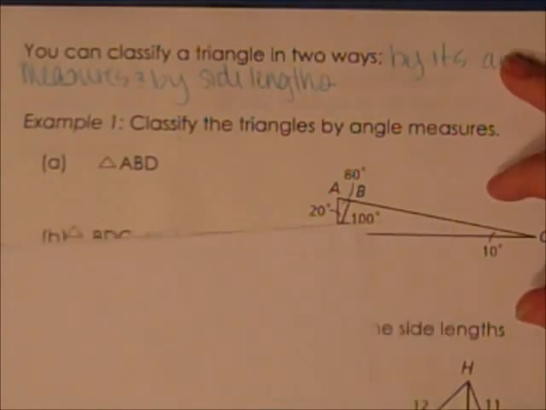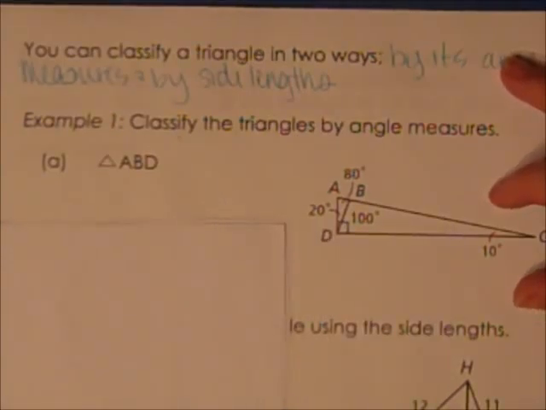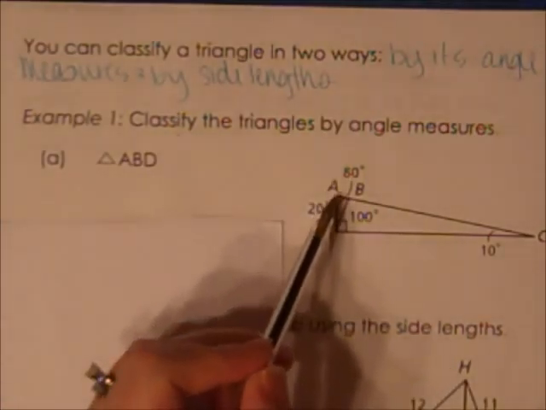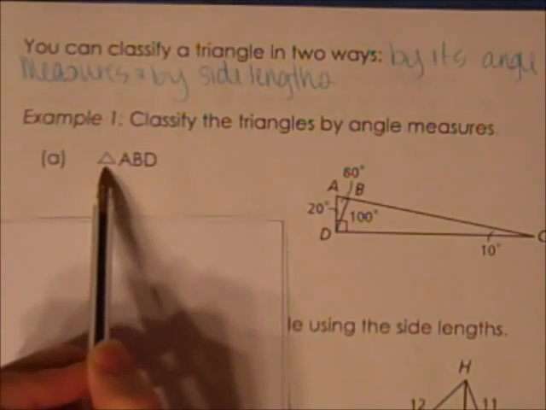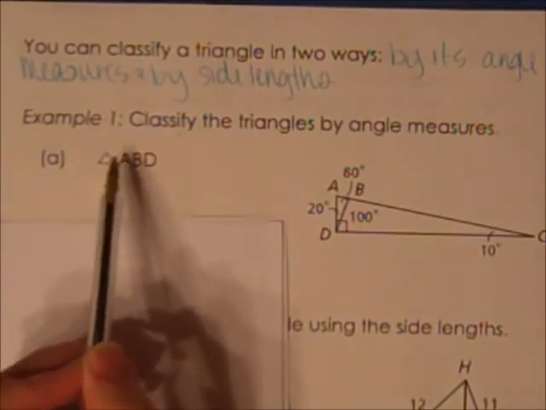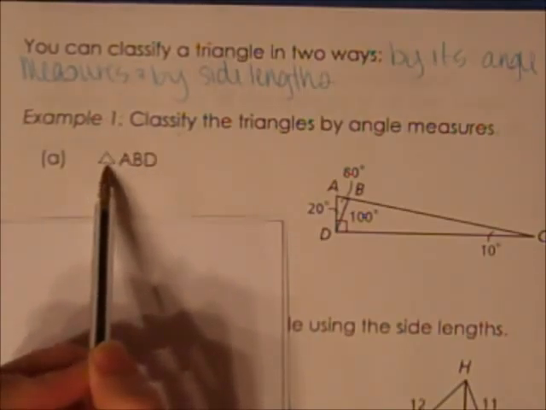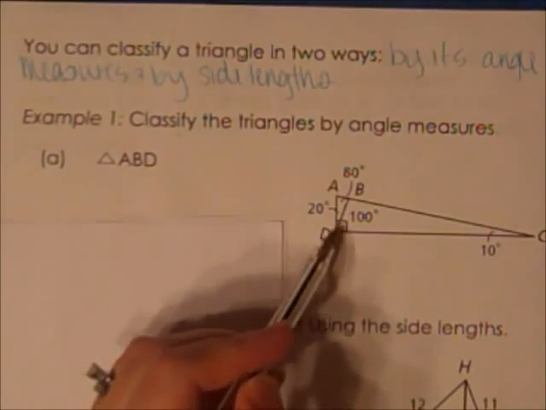Okay, so first we want to classify this triangle by its angle measures. So set A says triangle ABD. This is the symbol for triangle, so you don't have to write the word, just like the symbol for angle and that kind of stuff. So triangle ABD. So let's look here.